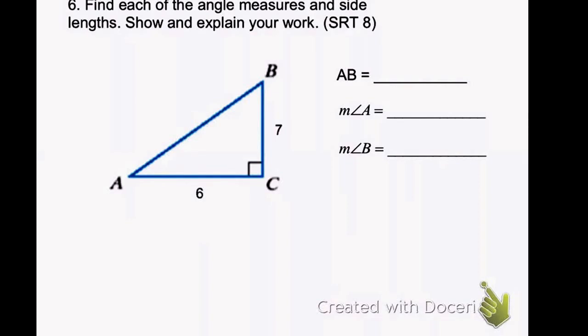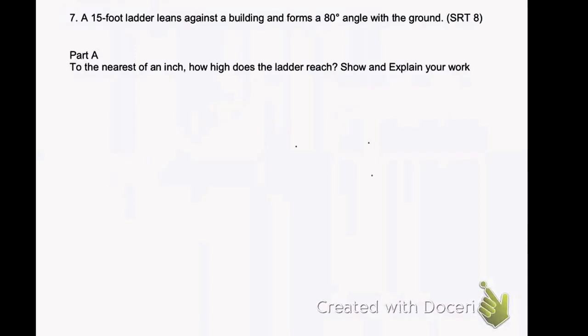And then finally, I want you to use the fact that angles A and B are complementary to find the measure of angle B. This is an application problem. A 15-foot ladder leans against the building and forms an 80-degree angle with the ground. Part A wants you to find, to the nearest inch, and we're going to just do feet, how high does the ladder reach? Show and explain your work.